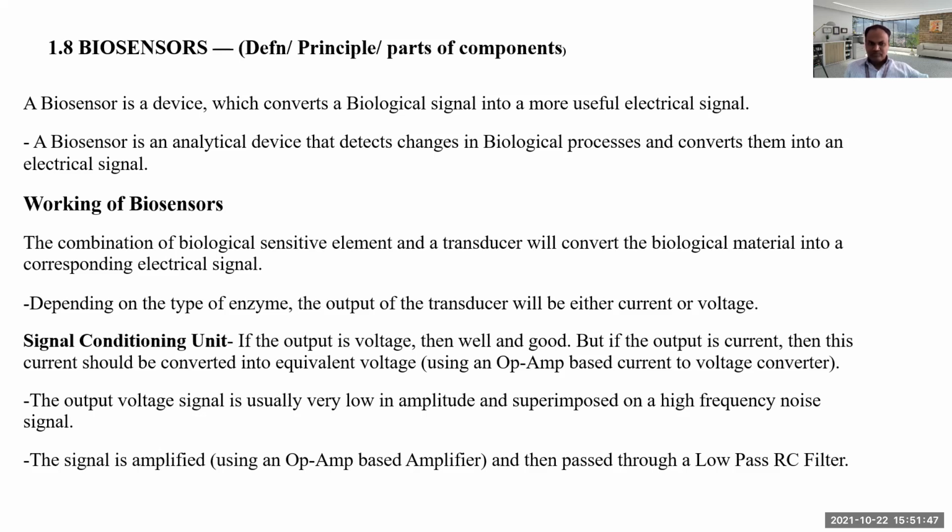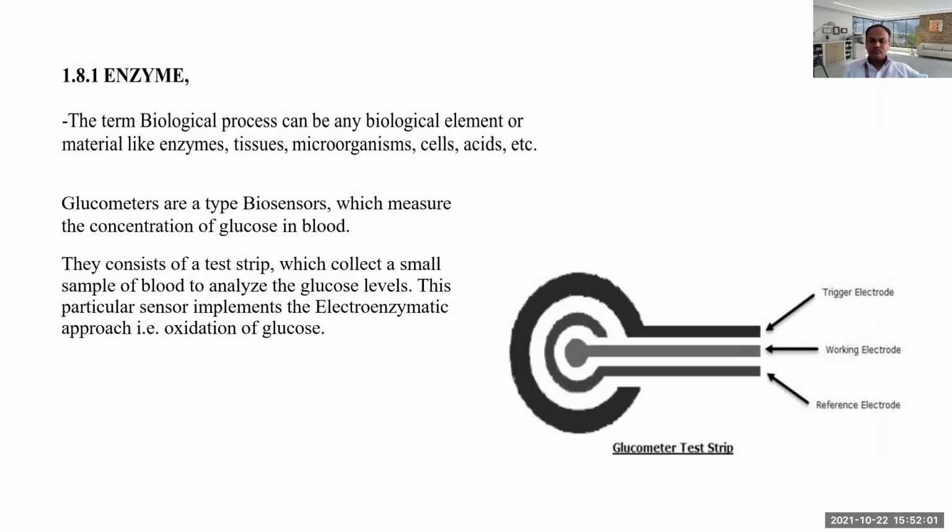But if the output is current, then we have to condition it with the help of an op-amp based current to voltage converter. The output voltage signal is usually very low in amplitude and superimposed on high frequency noise. The signal is amplified and then passed through a low pass RC filter. Now we'll see first the enzyme biosensor.